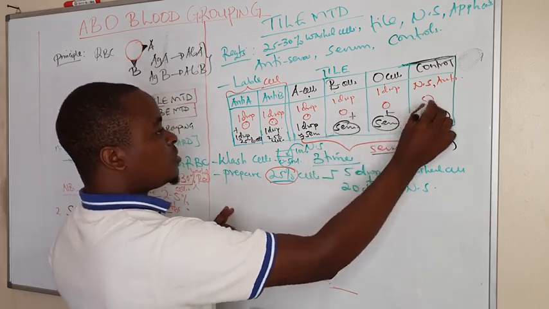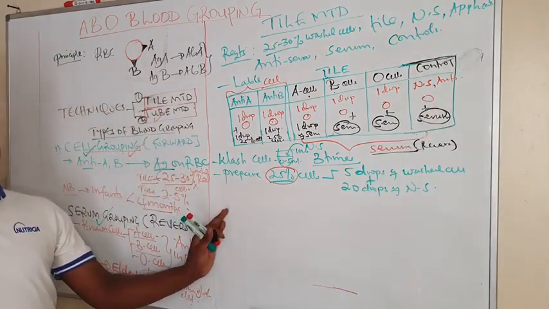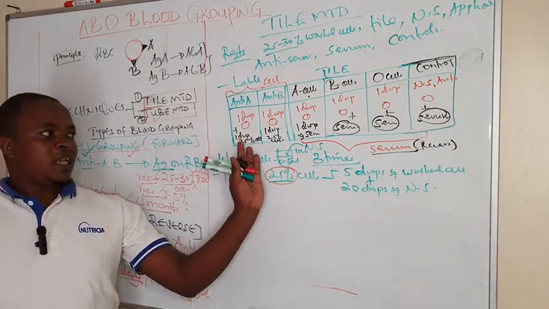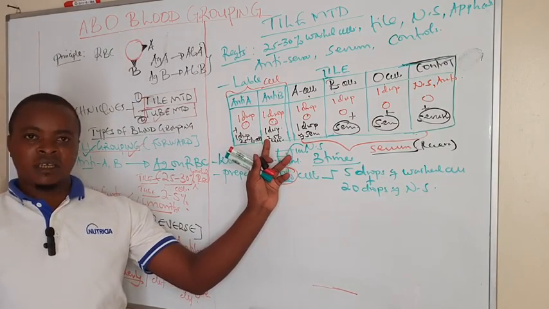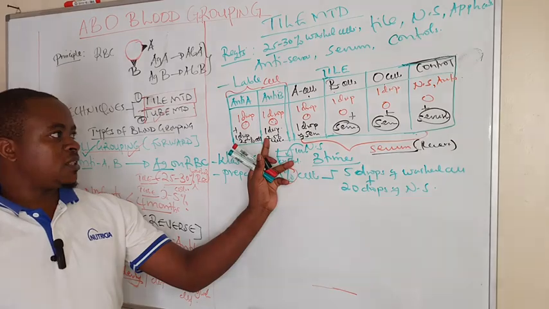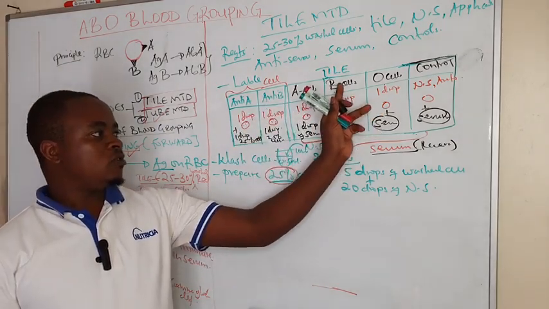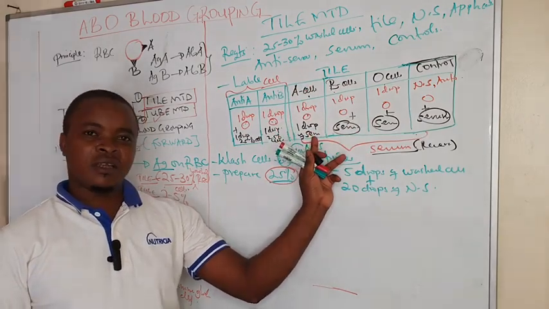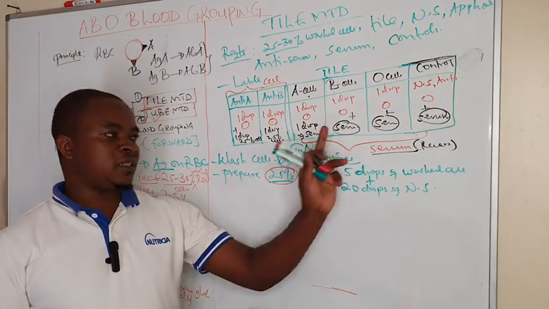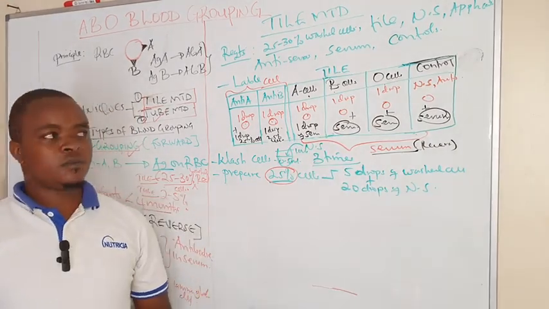Each one drop, equal volume. Cell grouping is helping us to determine antigens on the surface of red cells. That's why we are using cells and antiserums. These cells are known, so they are going to help us to determine the presence of antibodies in the serum of our patient. That is what we are going to do.